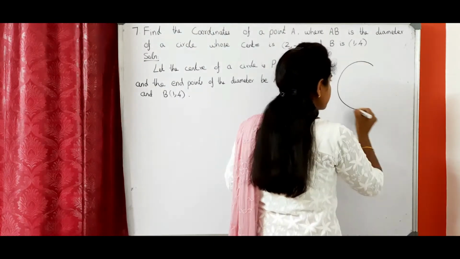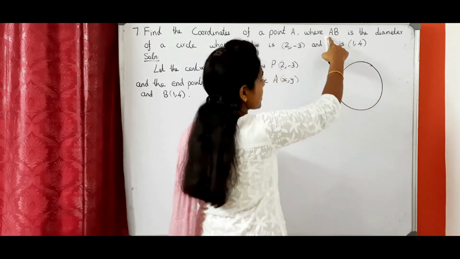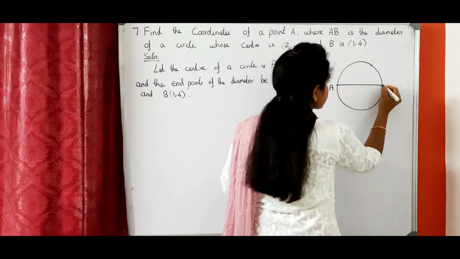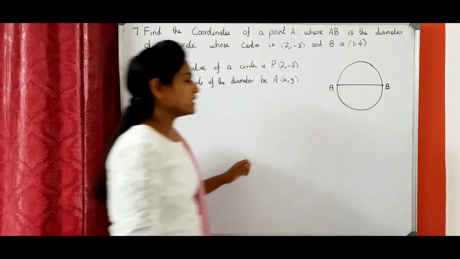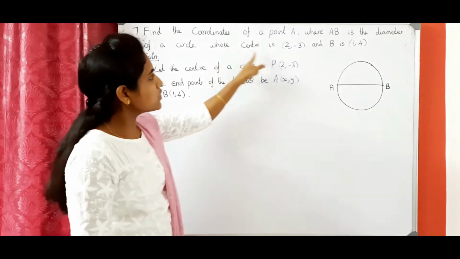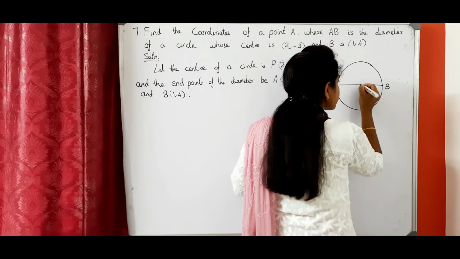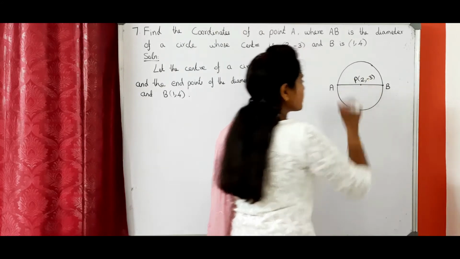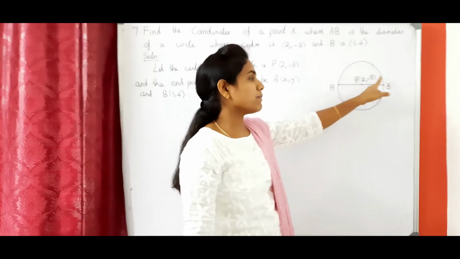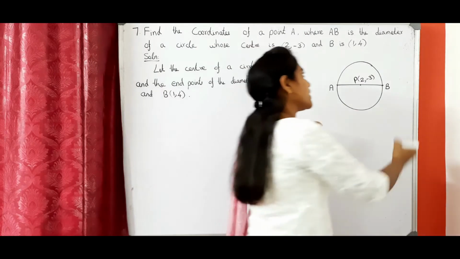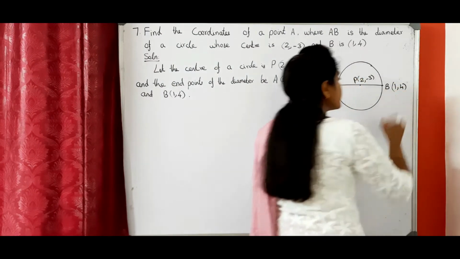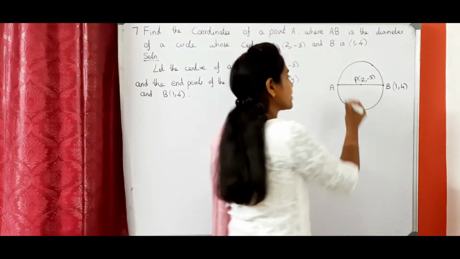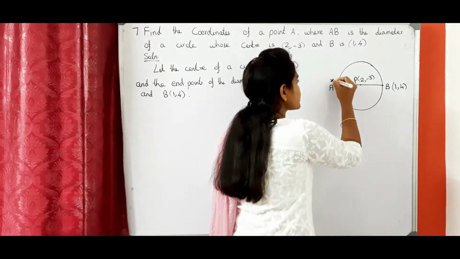Suppose it is a circle and they are saying AB is the diameter, whose center is (2, -3). I am taking that point as P. So the center is P(2, -3) and the B value they also gave: B equal to (1, 4). They are asking to find the coordinates of point A. The point A we have to find, I am taking as (x, y).